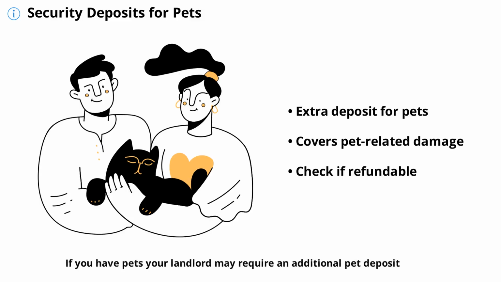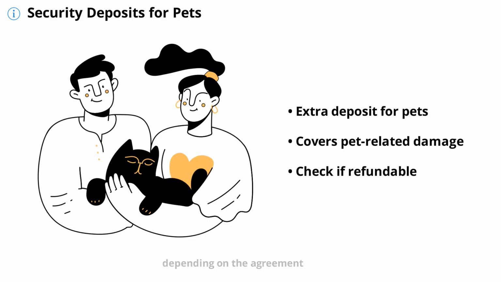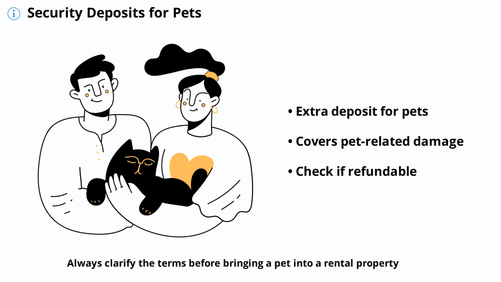If you have pets, your landlord may require an additional pet deposit. This covers potential damage caused by animals, such as stains or scratches. Pet deposits may be refundable or non-refundable, depending on the agreement. Always clarify the terms before bringing a pet into a rental property.